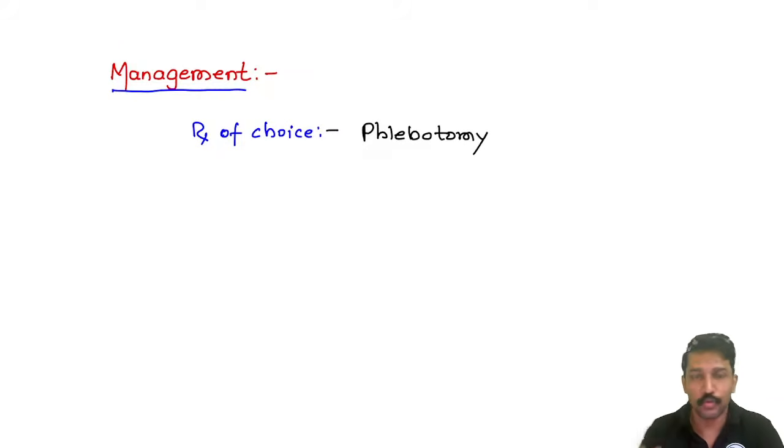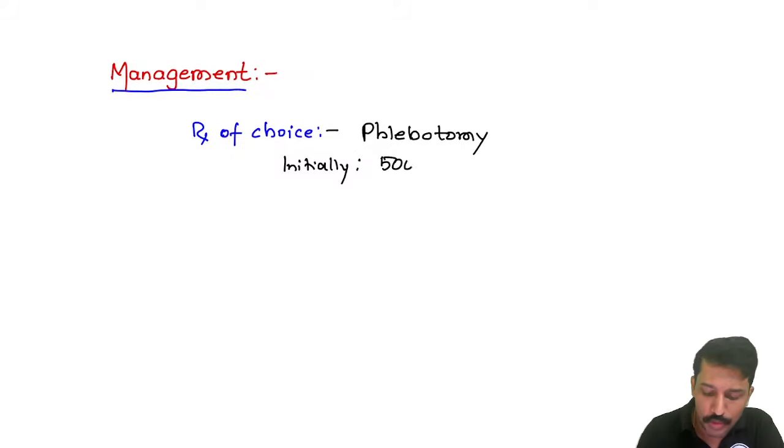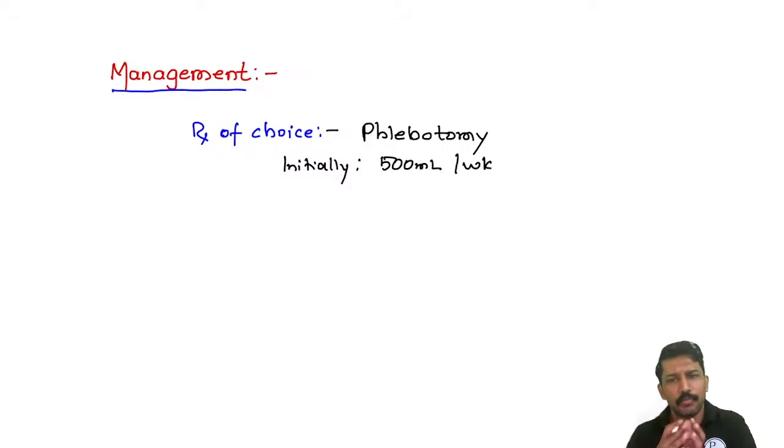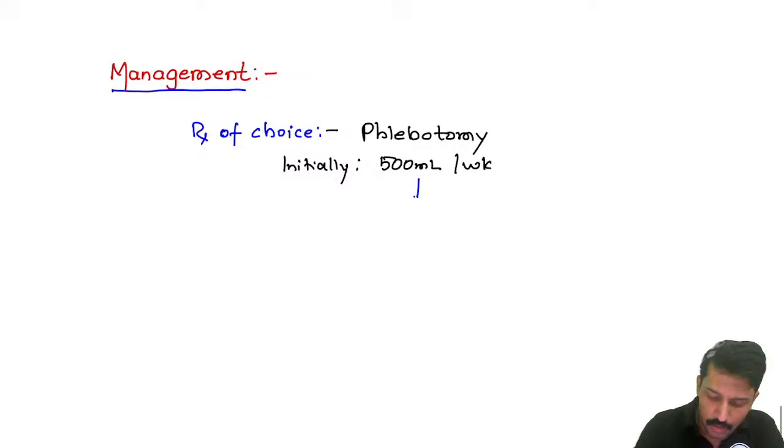Phlebotomy. So how do I do this? Initially, when I diagnose that this is a patient with hereditary hemochromatosis, we will do 500 ml per week. That means I'm removing 500 ml of blood from the patient's body every week. How long will I continue?